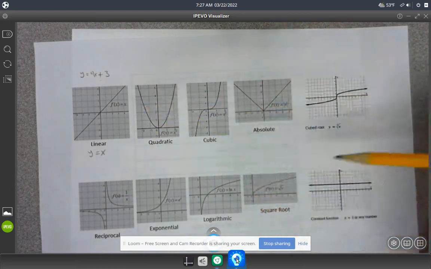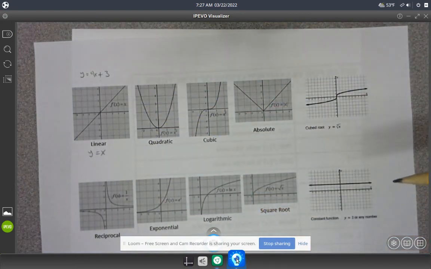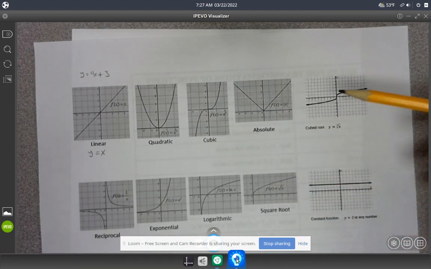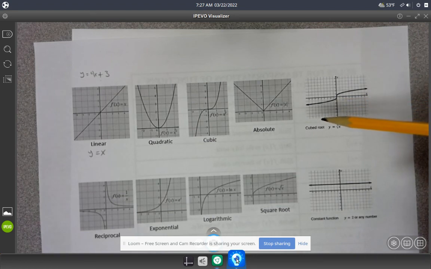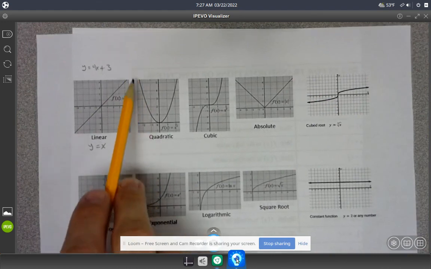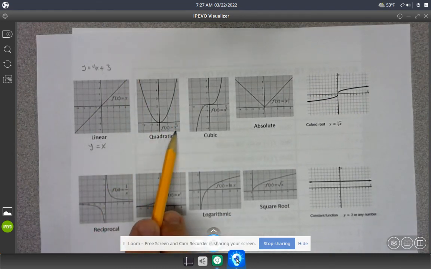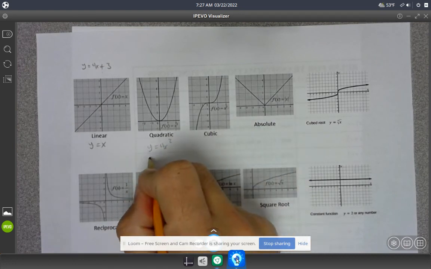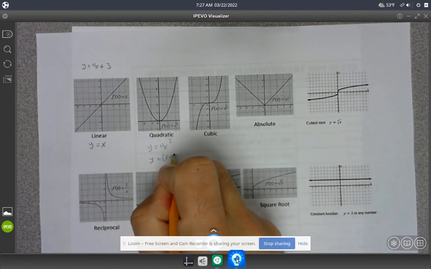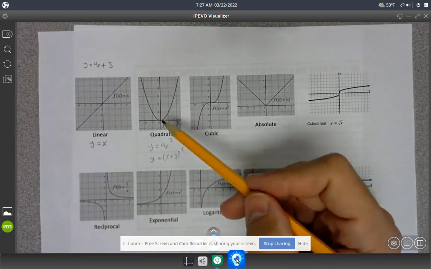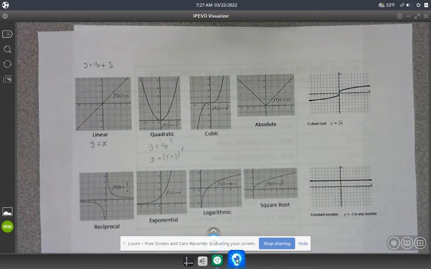So the idea behind a parent function is that it's the simplest version of a function that still satisfies whatever the definition is to be that function. All right. So all quadratics will have a U-shaped graph, whether it's y equals x squared, or y equals 4x squared, or x plus 3 squared. They're all going to be some version of this whenever you go to graph them.